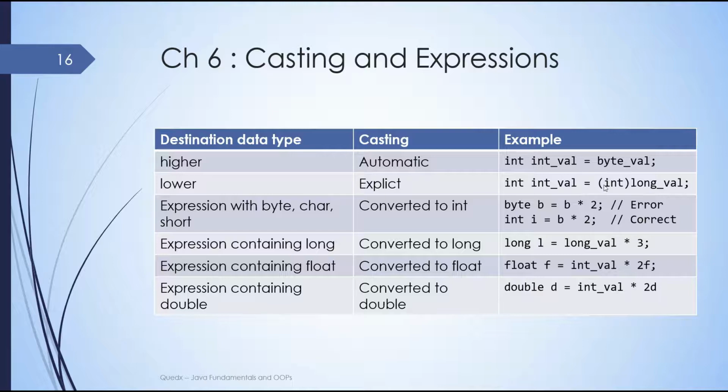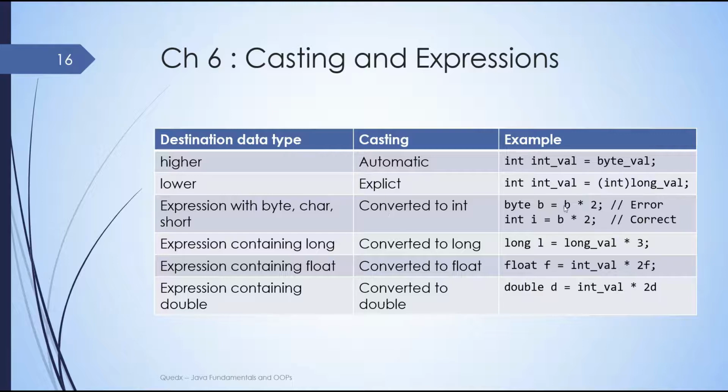So in the first example, we are trying to store a byte value into an int value. Since the destination data type is higher, the casting is automatic. In the second example, we are trying to store a long value into an int value. Since the destination data type is lower, an explicit cast is needed.